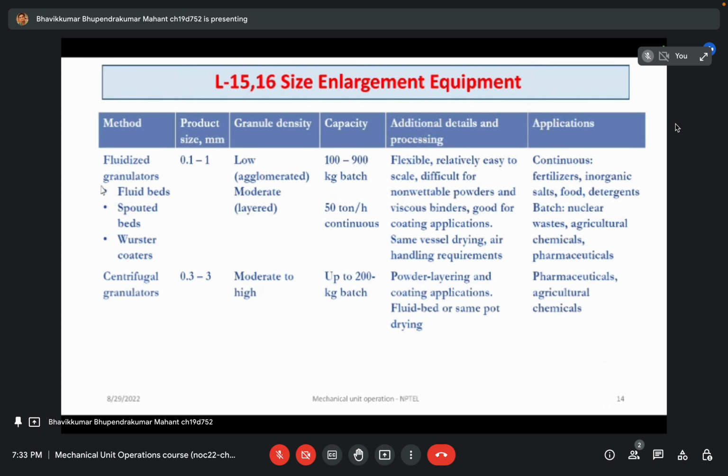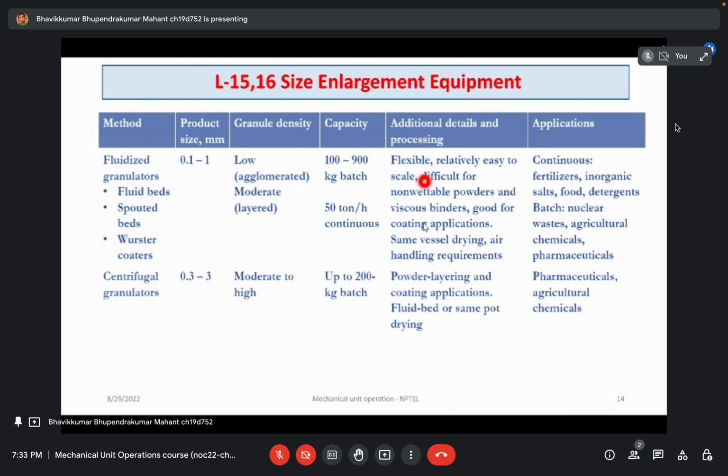Now, fluidized granulators. As the name suggests, we are using the fluidization method, applying fluid to fluidize the solid particles. Fluid beds, powder beds, Wurster coaters. These different fluidized granulators are used, which have a product size of 0.1 to 1 millimeter. Granular density depends: if agglomerated it's low, or if layering is there, then moderate. There are different capacities.